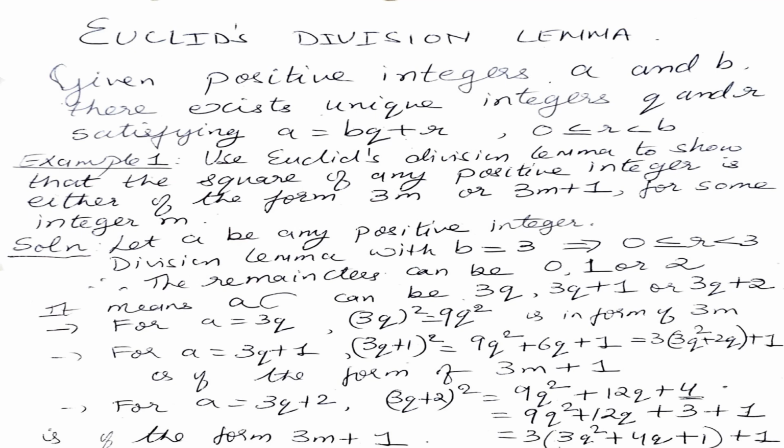Suppose if a is equal to 3q plus 2, squaring both the sides, we get 9q square plus 12q plus 4. 4 can be written as 3 plus 1. So again taking out 3 common, we get 3q square plus 4q plus 1 plus 1. That means it is in the form of 3m plus 1. So it can be either in the form of 3m or it can be in the form of 3m plus 1.